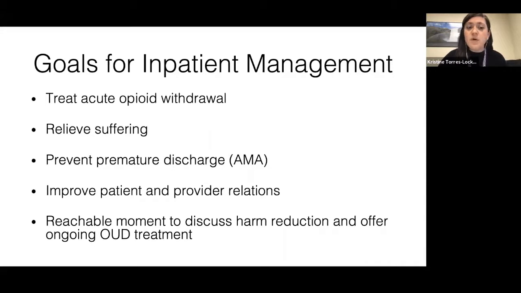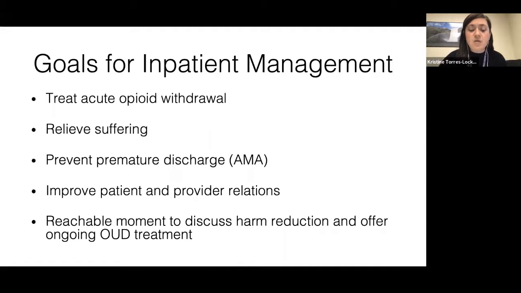So the most important thing is that we actually treat the acute opioid withdrawal. While it's not one of the life-threatening ones that we normally think about, like alcohol or benzo withdrawal, it can be incredibly, incredibly painful and uncomfortable for patients. And so we want to treat that acute withdrawal and relieve the suffering that's associated with it. In addition, like you suggested, it's really important that we treat this because it can be a huge barrier to having patients complete the treatment they actually came into the hospital for.